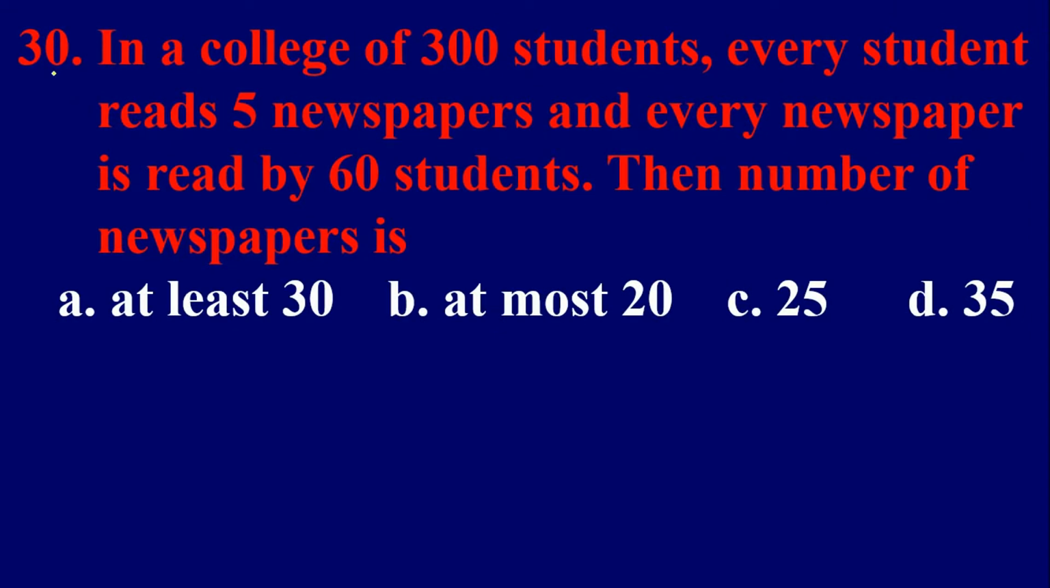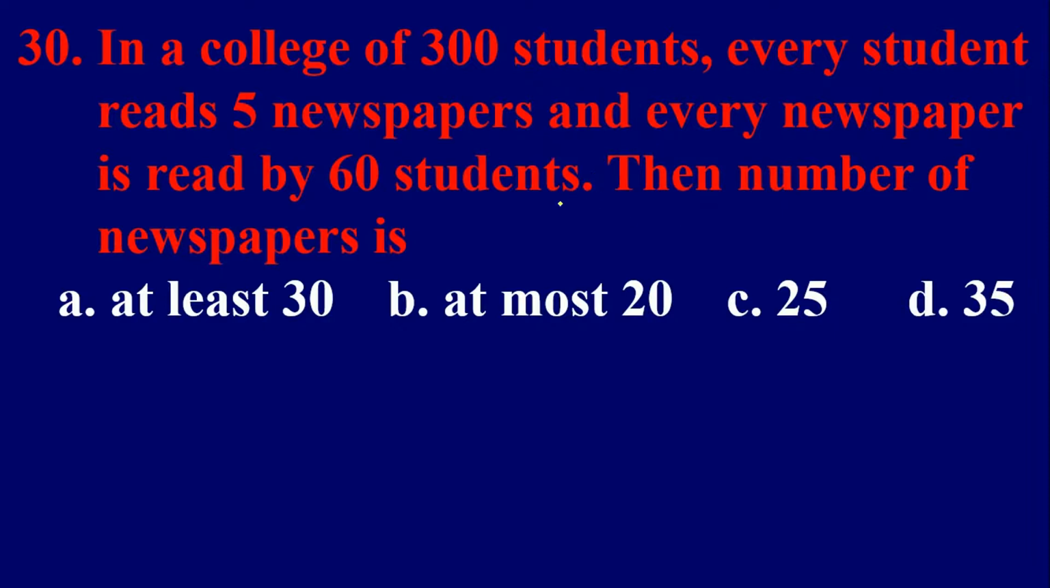So next question, it is question number 30. In a college of 300 students, every student reads 5 newspapers and every newspaper is read by 60 students. Then the number of newspapers is? So here you have to find the number of newspapers. There are 300 students in a college and every student reads 5 newspapers. If we count like this, it is 300 into 5, so we get 1500.